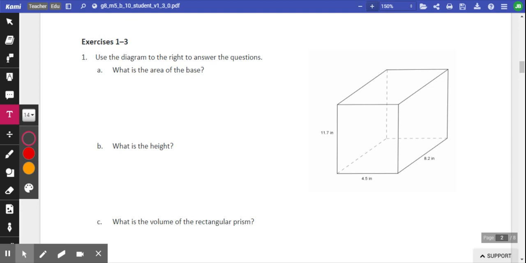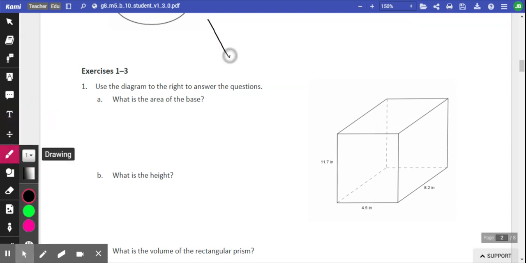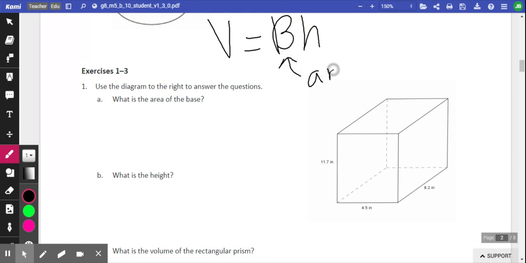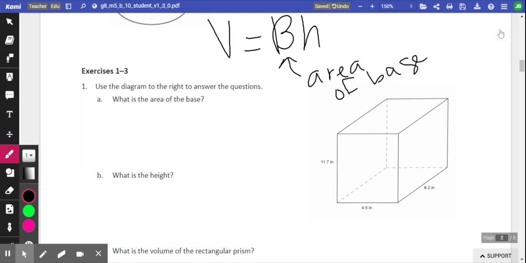So for volume, you have a formula that you're going to use, and that formula is volume equals area of your base times your height. This right here is the area of base. Whatever the base is of your shape, that's what you're going to have to find the area of. And then this is going to be the height of your prism or your cylinder.